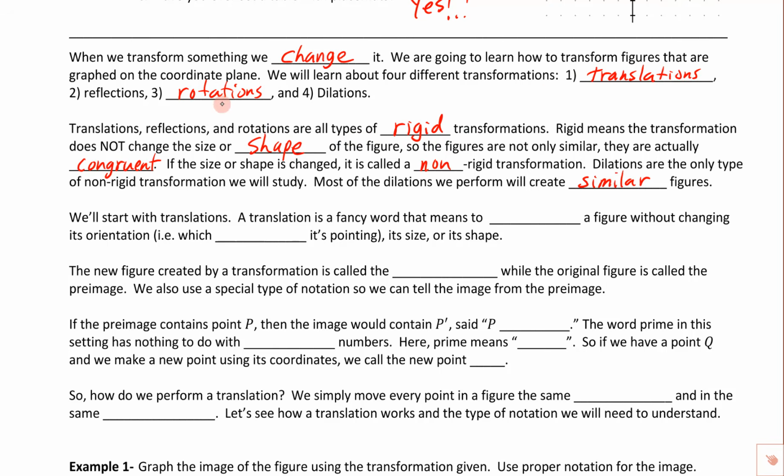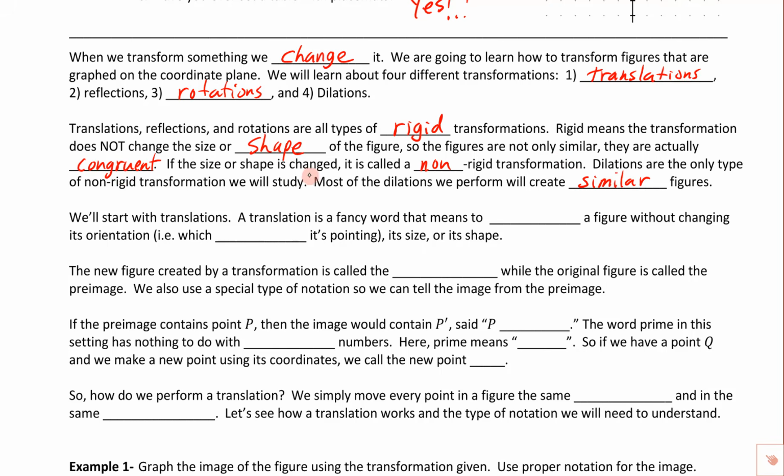So the first 3 that we're going to learn about, those are types of rigid transformations. And the word rigid means the transformation does not change the size or the shape of the figure. So rigid means it kind of stays the same. So we might move it around, we might change it somehow, but it's going to keep the same size and the shape of the figure. So if it's the same size and the same shape, not only are those shapes still similar, they're actually congruent. So go ahead and write the word congruent there.